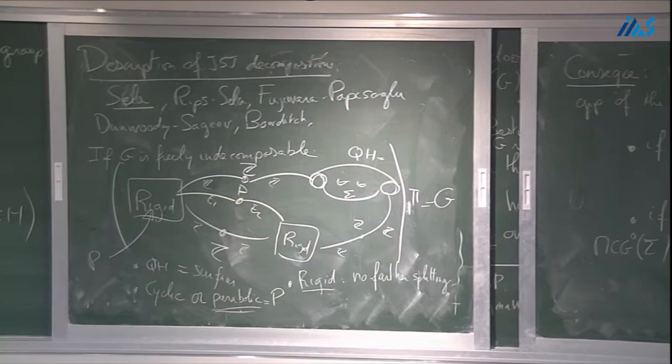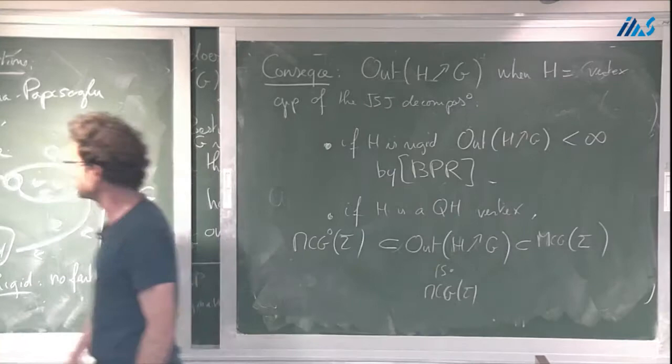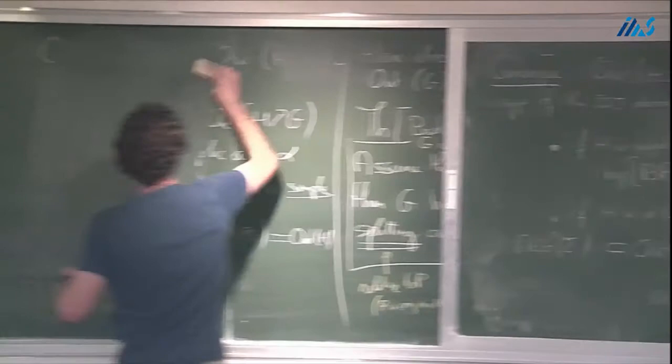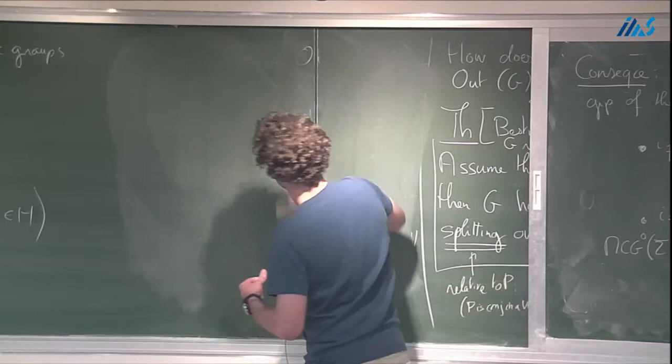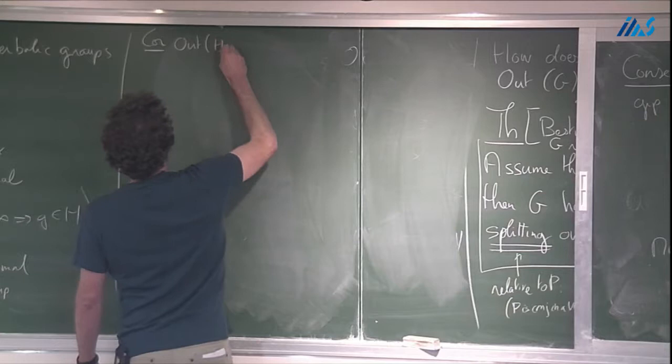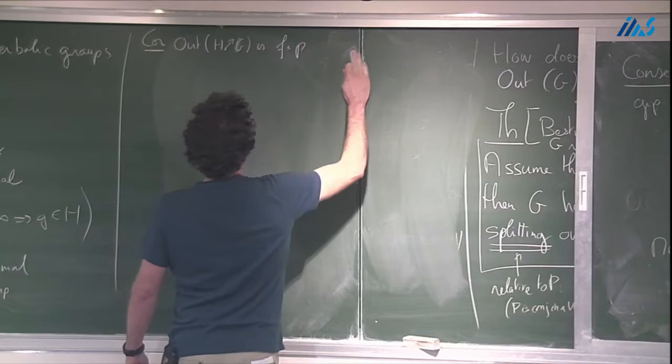Okay. So that's a first result that describes essentially what's going on when you're malnormal and quasi-convex. And here you have more or less a complete understanding. So as a corollary, we can deduce that under these assumptions, this group is finitely presented, and even has virtually a finite classifying space.